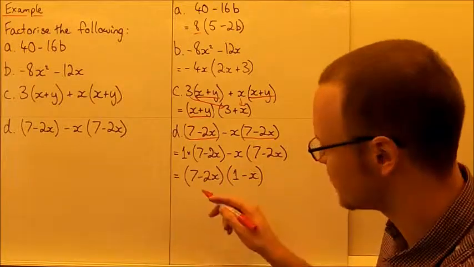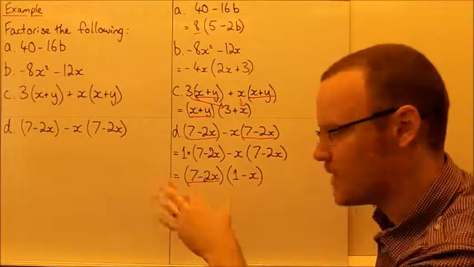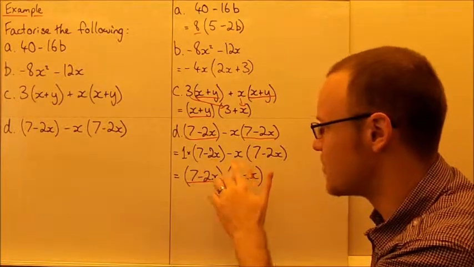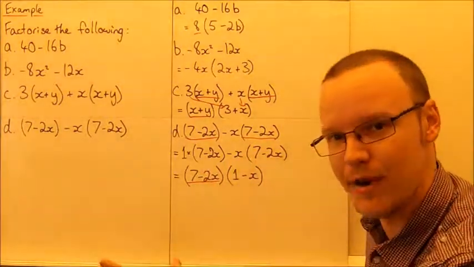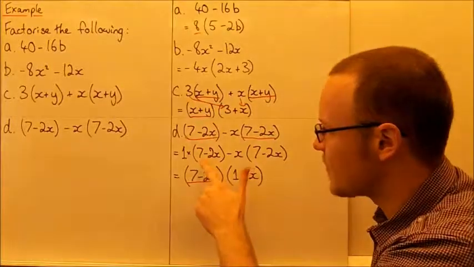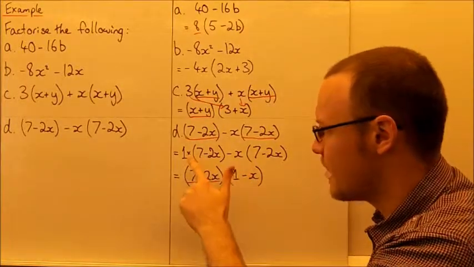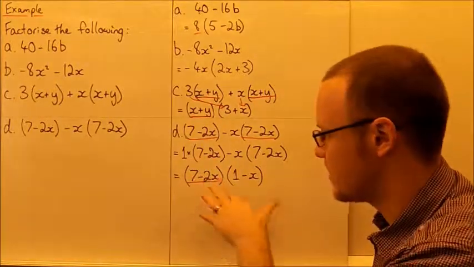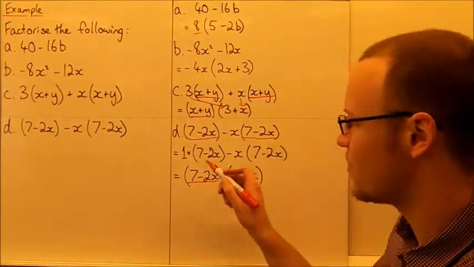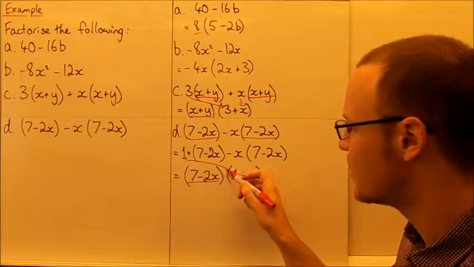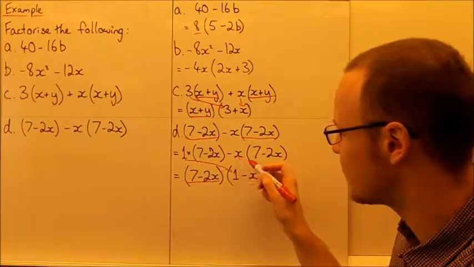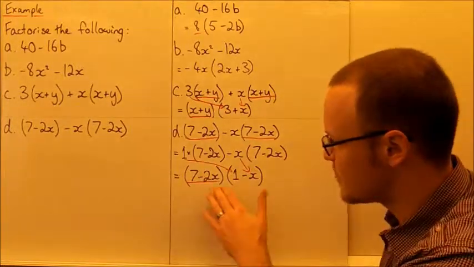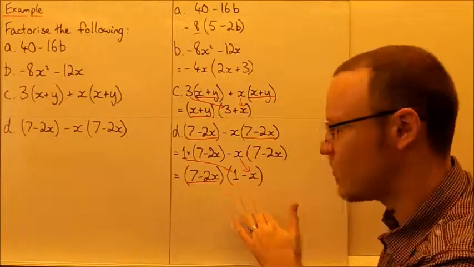So here, the highest common factor is multiplied by the expression that we have left over, each of the terms divided by the highest common factor, and we're left with 7 minus 2x times 1, which is just the 7 minus 2x, divided by 7 minus 2x, because we've divided by the highest common factor, we're left with just the 1, and here we're left with the subtract x. So we've got here 7 minus 2x multiplied by 1 minus x.